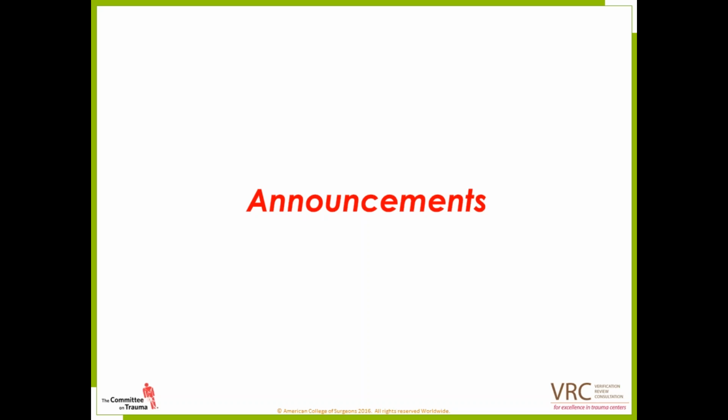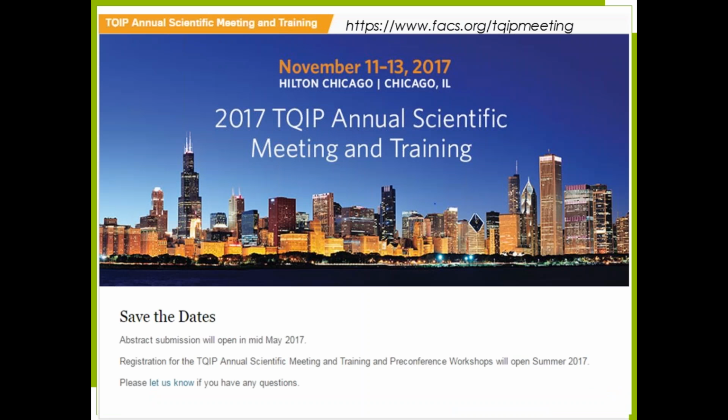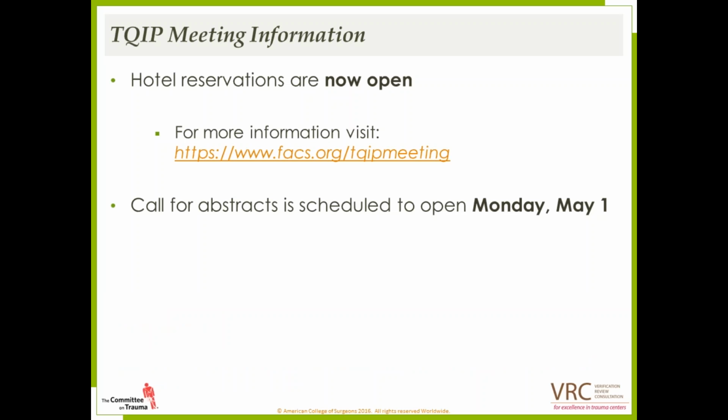Just some announcements that I am going to transfer to Rachel. Good afternoon, everyone. The 2017 TQIP Annual Scientific Meeting and Training will be November 11th through 13th. This year, it's in our sweet home, Chicago. Registration for the conference will open in the summer of 2017. However, you can now make reservations for your hotel room. You'll find more information at the link listed there, and we recommend reserving your room early.